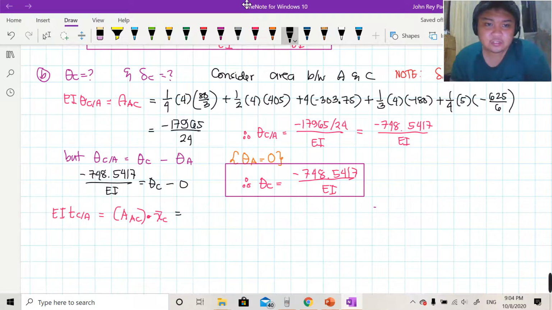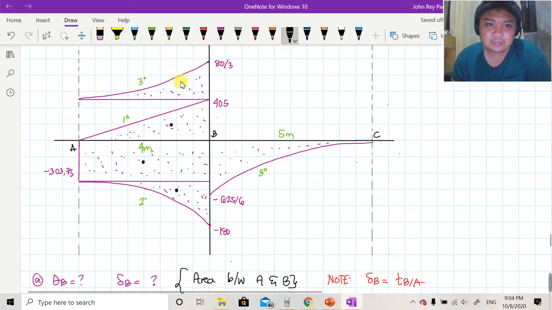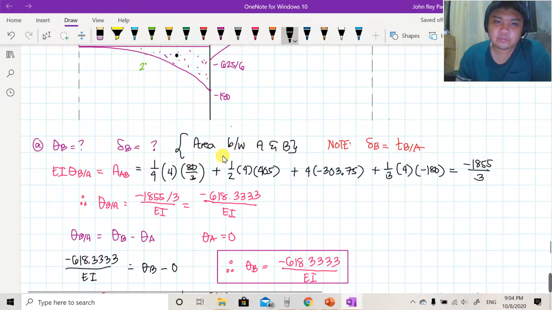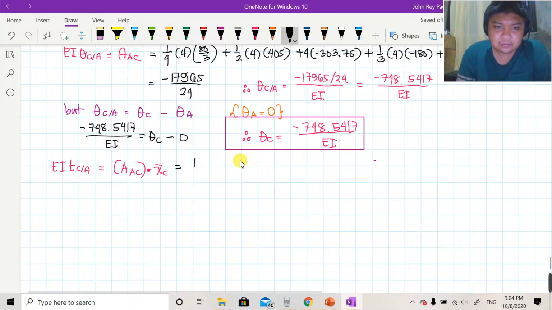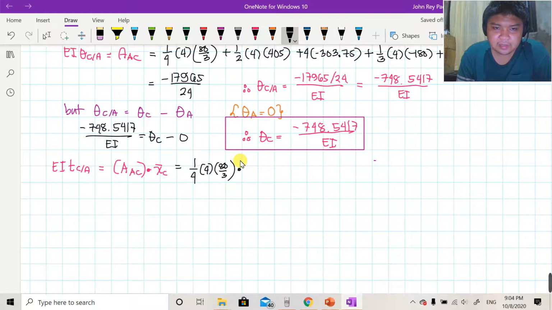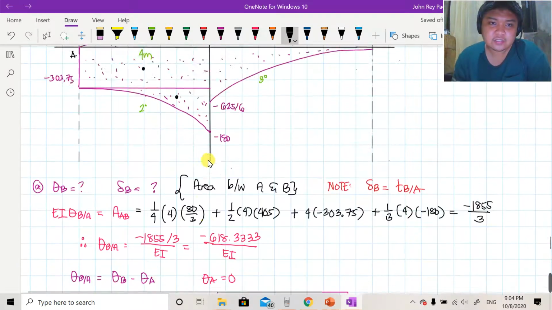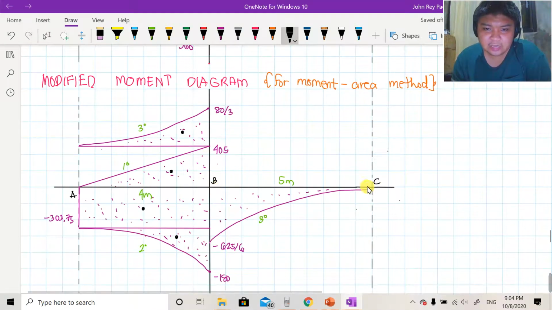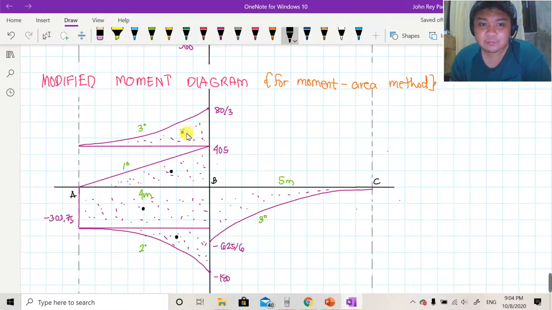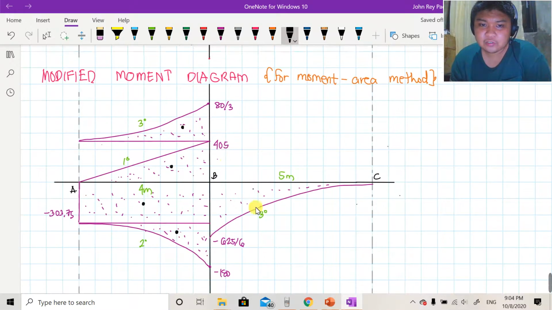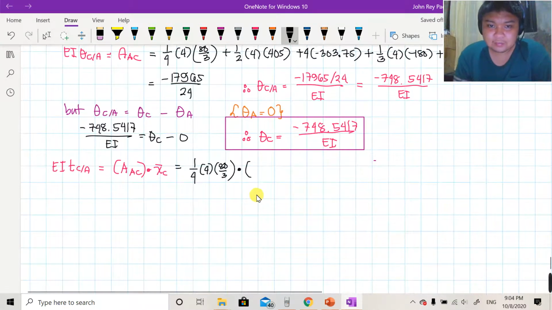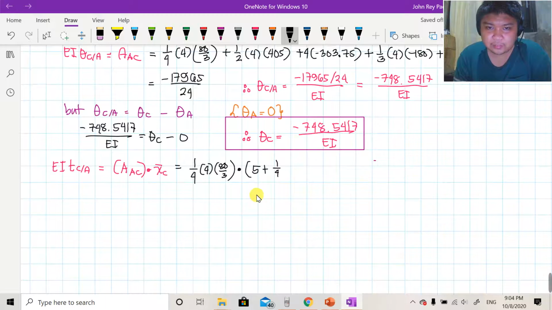Okay? So, simulan natin doon sa ating third degree na spandrel, ito, na positive. So, 1 over 4 ulit siya. Lagay natin 1/4 ng 4 tapos 80 over 3. Kaya lang class, ang center of gravity niya ngayon, that will be equal to 5 meters siya. So, bukod sa 5 meter, imumultiply pa natin ng 1/5 ng 4 meter. Okay? So, 1/5 ito ng 4 plus 5 meter. I hope that is clear. So this will be 5 plus 1/5 ng 4, sorry, kasi third degree pala. 1/5 ng 4.